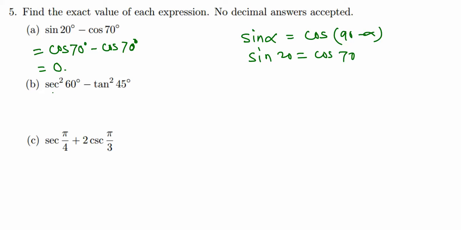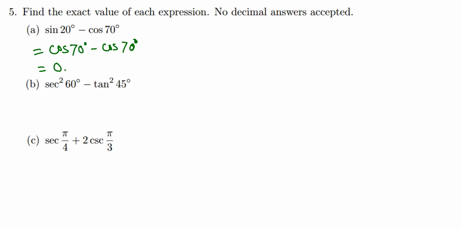Next we have secant squared 60 degrees minus tangent squared 45 degrees. 60 degrees and 45 degrees are standard angles, and we can find the exact values using right triangles. For 60 degrees, we use the following triangle. Here is the 60 degree angle, and the sides are 1, root 3, 2. So secant 60, which is hypotenuse divided by adjacent, is 2 over 1.